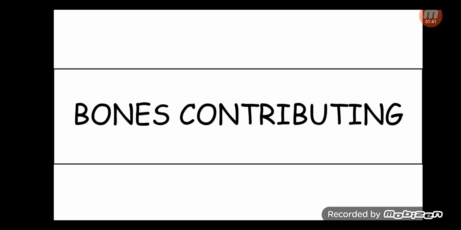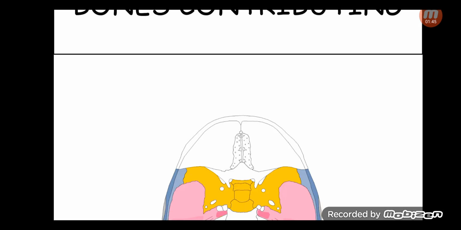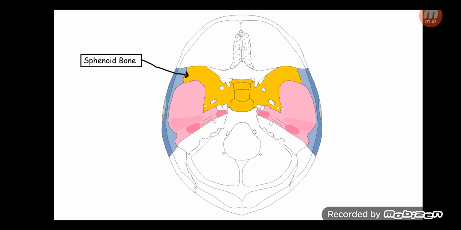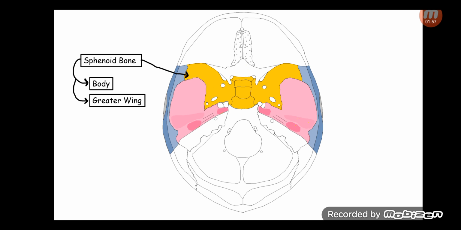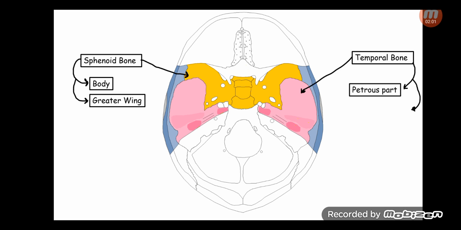Now we will talk about the bones contributing to the middle cranial fossa. That is, what bones contribute to the formation of the middle cranial fossa. They are the sphenoid bones, seen in orange color in the diagram. The sphenoid bone body and the sphenoid bone greater wing contribute to middle cranial fossa formation. Then the next bone we have in the middle cranial fossa is the temporal bone. The petrous part and squamous part of the temporal bone are there in the middle cranial fossa.